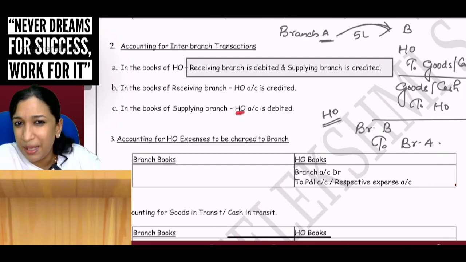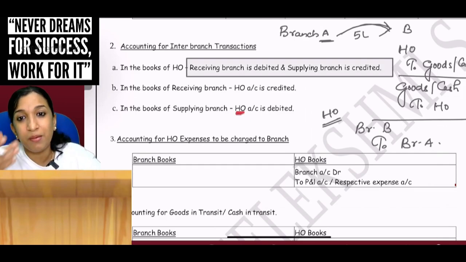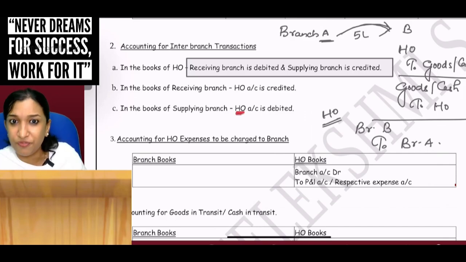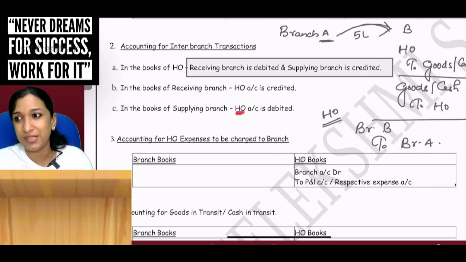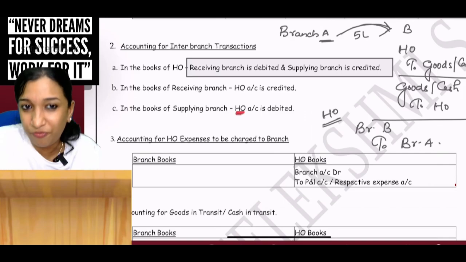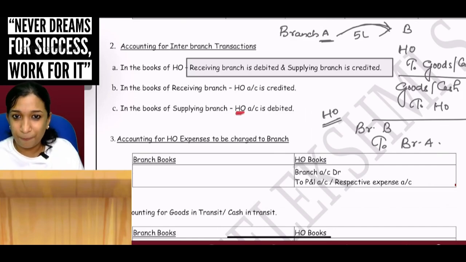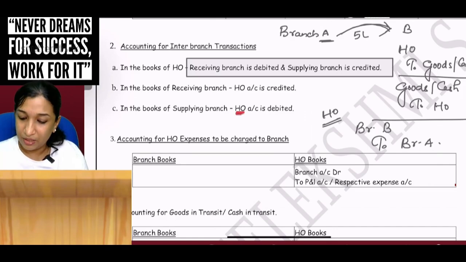Why is the receiving branch debited? Because the receiving branch received something, so now it is to be returned by them and transferred back. Receiving branch is debited because goods were sent by branch A to branch B, meaning B owes to branch A. So collect it from branch B and transfer to branch A. So branch B to branch A will be the journal entry.